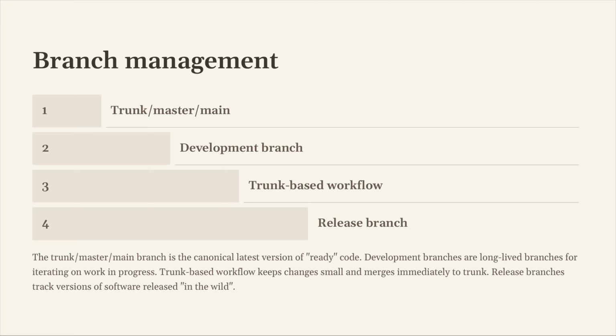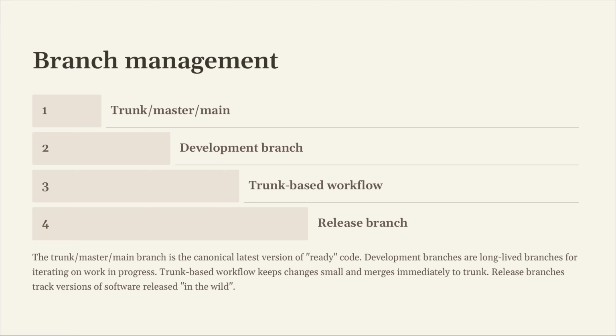Branch management. Branches are a big part of version control. They let you work on new features without messing up the main code. Here are the most common types of branches. The first one is the main or master branch, or we can say trunk. This is where the final ready-to-use code lives.